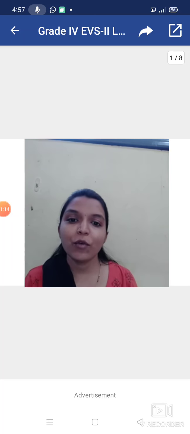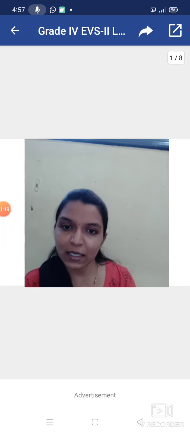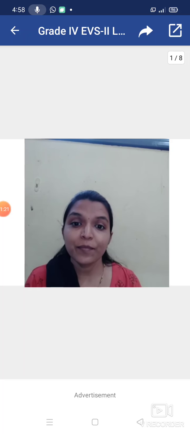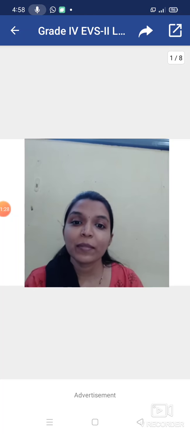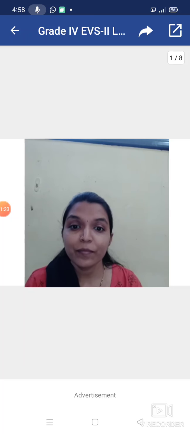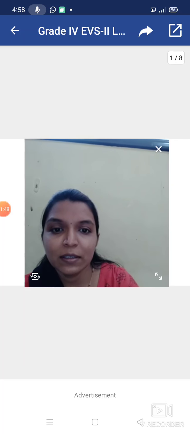Then 1.2, it is also part of the second lesson, that is the earth. In that we are going to study more about the earth. Before we start, I want to tell you, in this lesson we are studying some information about the earth, oceans, continents, whatever is present or related to the earth. Okay, let us start.